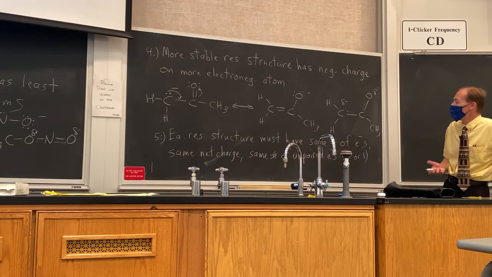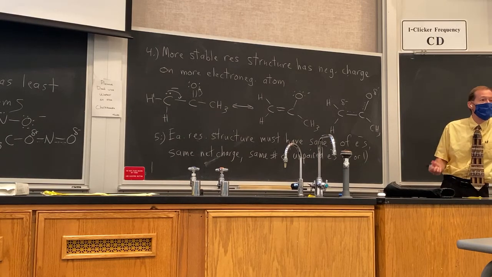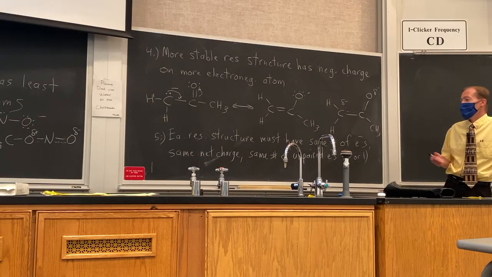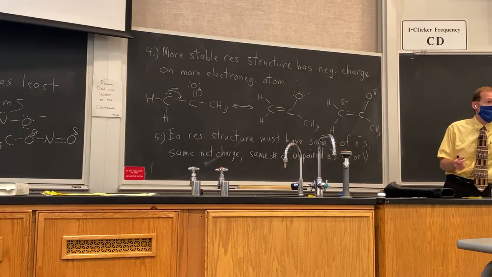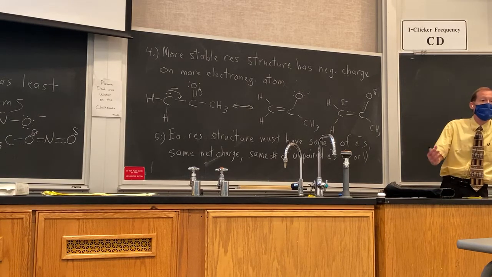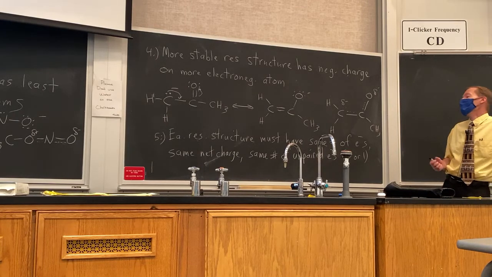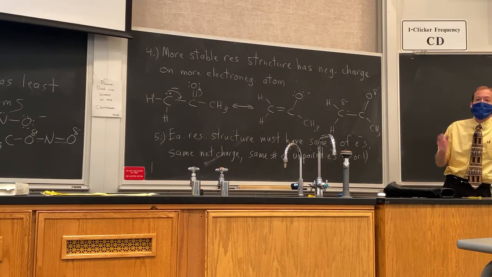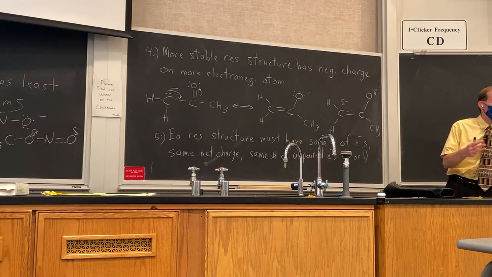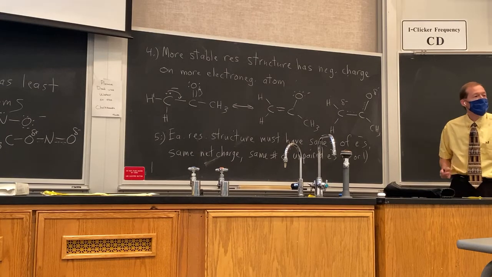We're also not adding or subtracting electrons. That's what the first two parts of the rule indicate, is that we have to have the same number of electrons as well as the same number of protons. We're not adding or subtracting either of those when we are drawing resonance structures. Those would be entirely different compounds. Any questions?